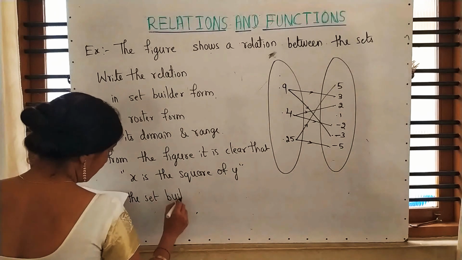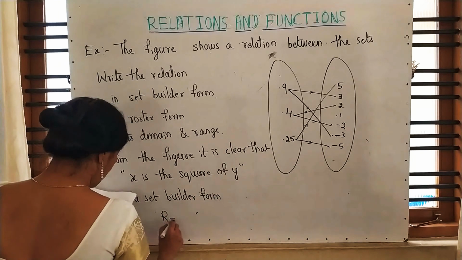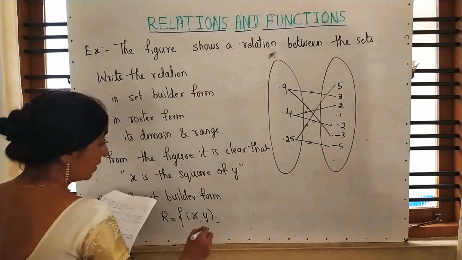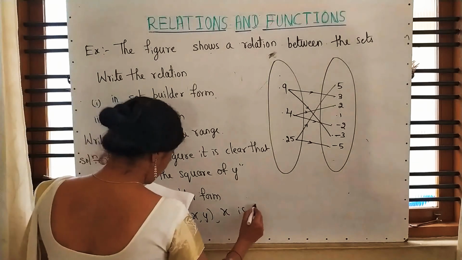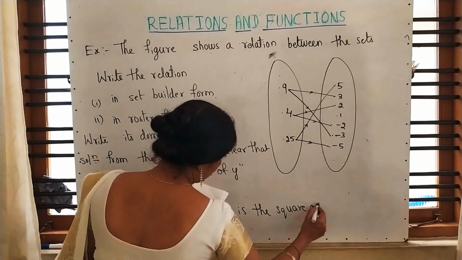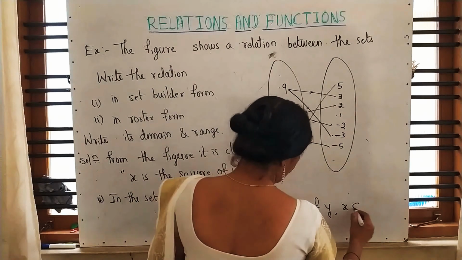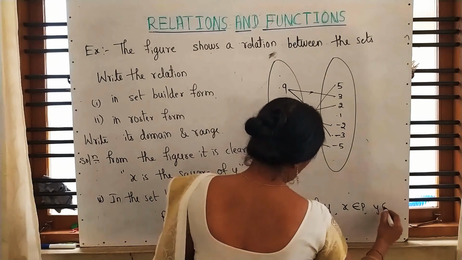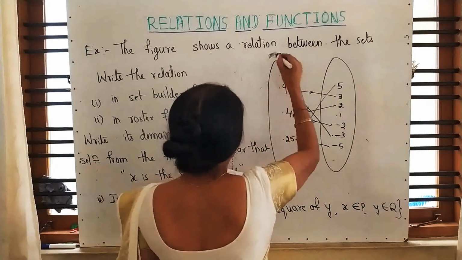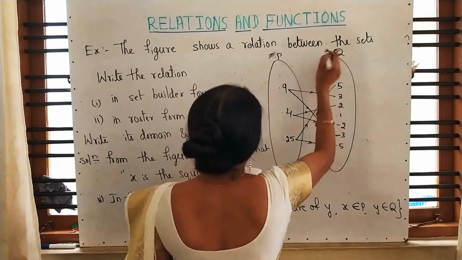In the set builder form, R is equal to {(x, y): x is the square of y}, correct? And x belongs to P, y belongs to Q. If you want, you can write the sets A and B, this time taking as P and this time writing as Q. And this is the relation R.